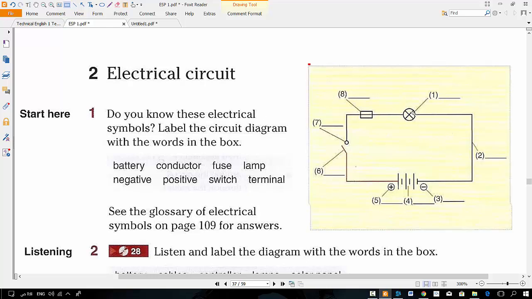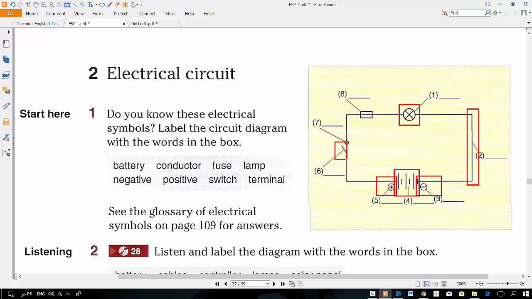These symbols. This one. This one. And this one. This one. Number 5. This. And this. This one. Number 8. Do you know these electrical symbols? Label the circuit diagram with the words in the box.